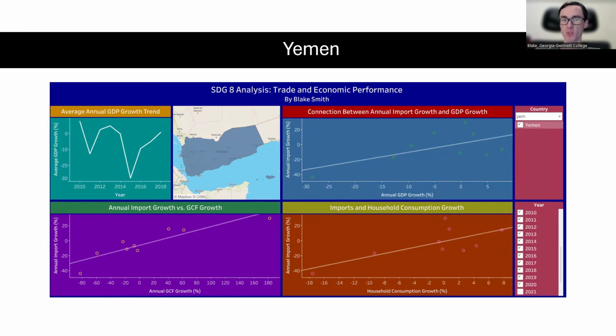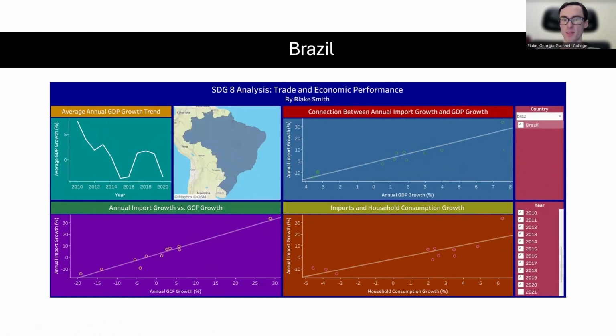Now let's compare these results with a country that has a lot of natural resources, keeping the data within the same time period, 2010 to 2020. Let's take a look at Brazil. As you can see here, between 2010 and 2020, even though Brazil has a lot of natural resources, we can still see the same pattern observed in the previous two slides.